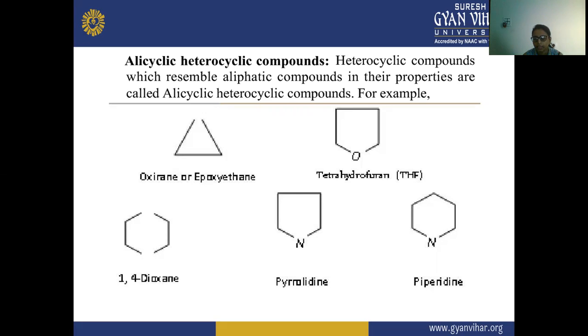So the heterocyclic compounds which resemble the aliphatic compounds in their properties are known as alicyclic heterocyclic compounds. For example, oxirane, or you can say epoxyethane, tetrahydrofuran. Next is 1,4-dioxane, pyrrolidine, and piperidine. In these, you can see only single bonds are attached to the carbon atoms.